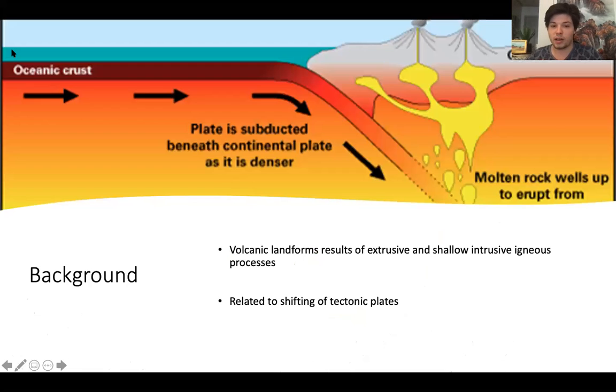So as some early background, it's important to know that volcanic landforms are the results of extrusive and shallow intrusive igneous processes. So they're most directly related to igneous rocks and those sorts of processes. And they're also related to the shifting of tectonic plates. One example of that you can see here in the picture above with a subduction zone forming volcanoes.